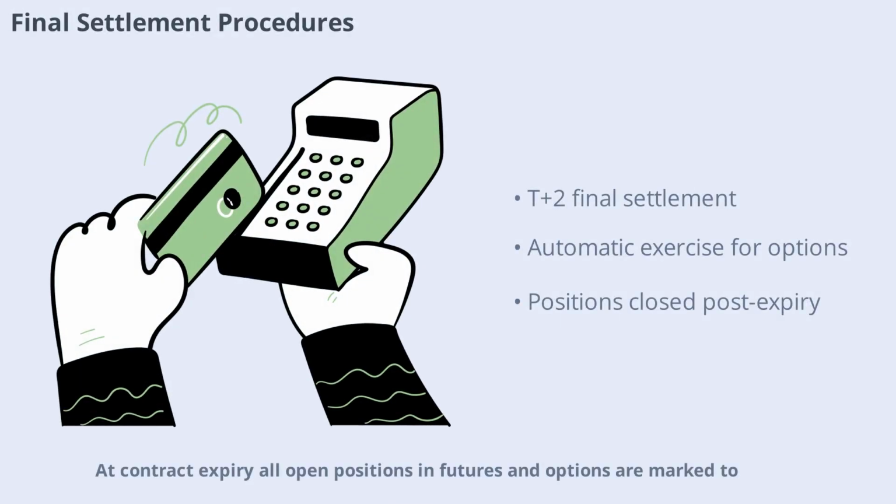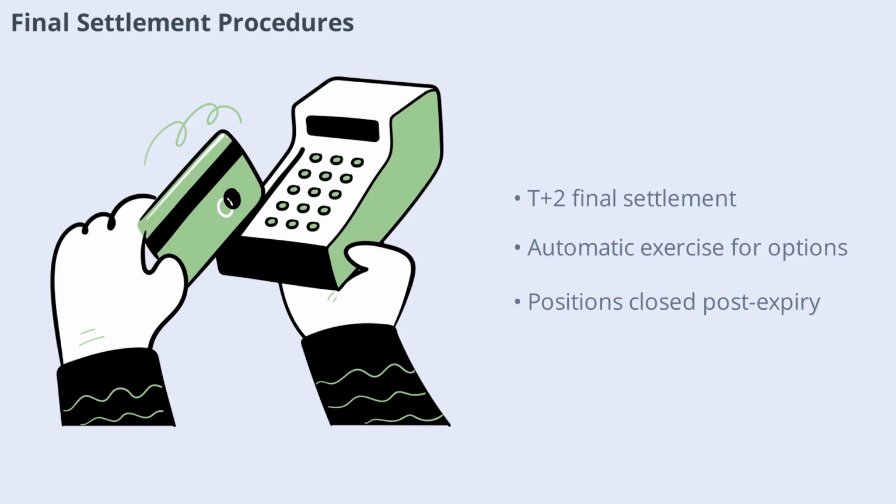At contract expiry, all open positions in futures and options are marked to the final settlement price and settled in cash on T+2. For options, all in-the-money contracts are exercised automatically and assigned to open short positions. The clearing corporation ensures that all settlements are processed promptly, and open positions cease to exist after expiration, closing the trading cycle for that contract.